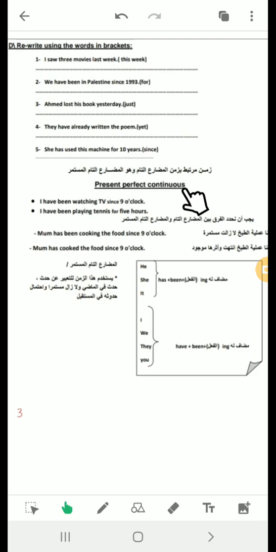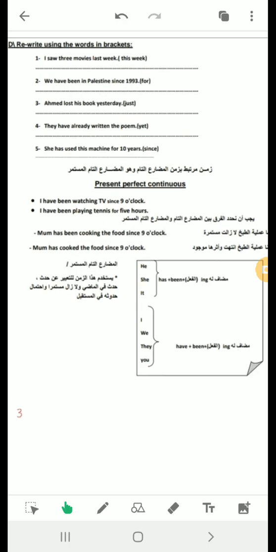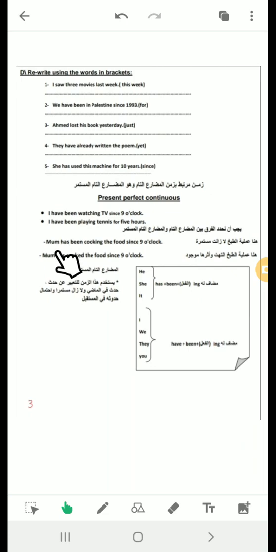It's continuous. I have been watching TV since 9 o'clock. I have been playing tennis for 5 hours. Here another examples. Mom has been cooking the food since 9 o'clock.